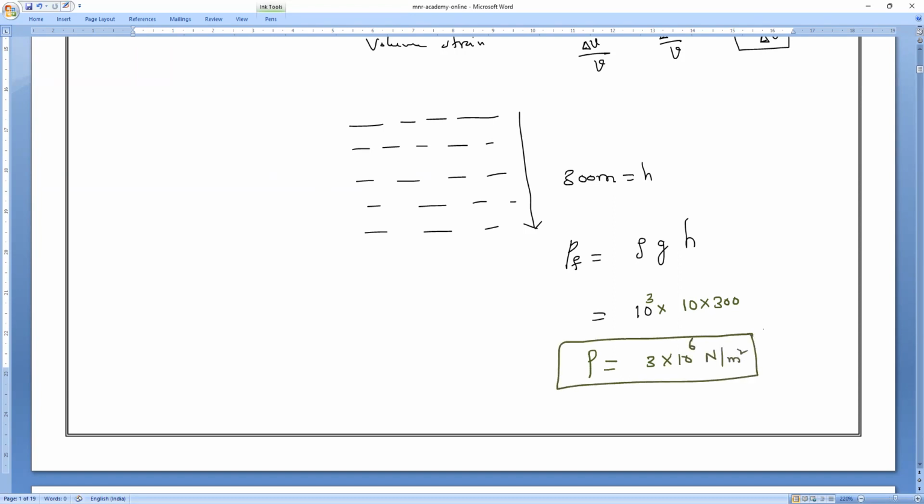Any doubt in this, you can ask me. If you have a doubt, 300 I can write as 3 into 100. Okay, Murali? 100 I can write as 10 square. So 10 power 3 plus 1 plus 2, which is equal to 6. Okay, Murali, understand, Mr. Narayan? So that is the pressure at the bottom, right?